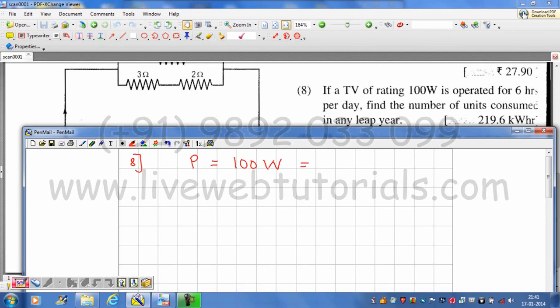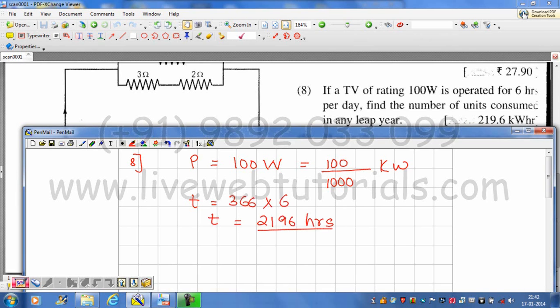Obviously we are calculating electrical units, so it has to be in kilowatts. So 100 divided by 1000. Whenever you are converting watts into kilowatts, you are supposed to divide by 1000. The next thing is, it's operated for 6 hours in any leap year. A leap year will have 366 days and every day it is used for 6 hours. So the time for which it is used is 366 days multiplied by 6 hours per day. This is going to give me 2196 hours.